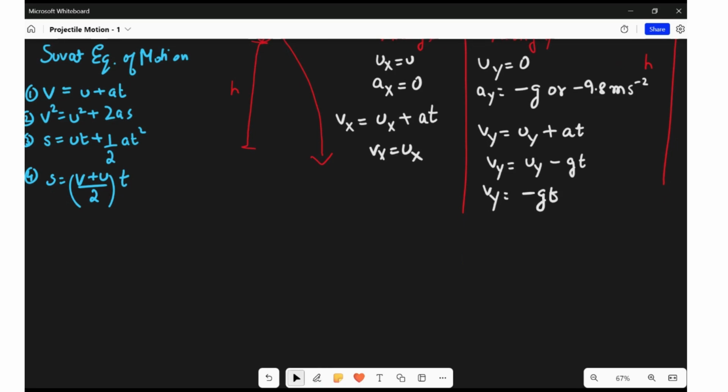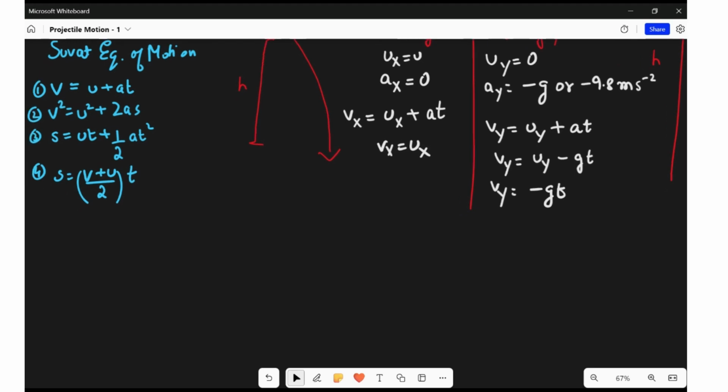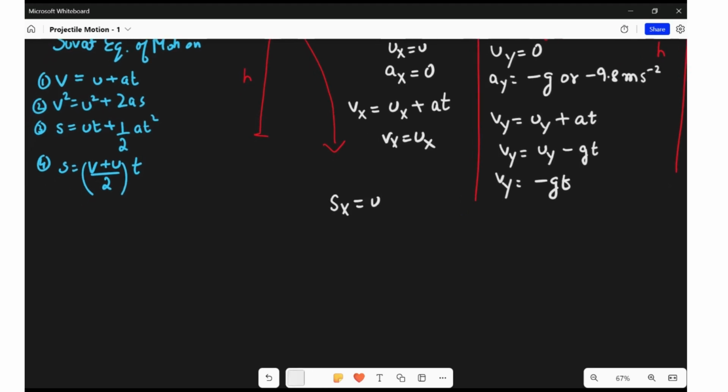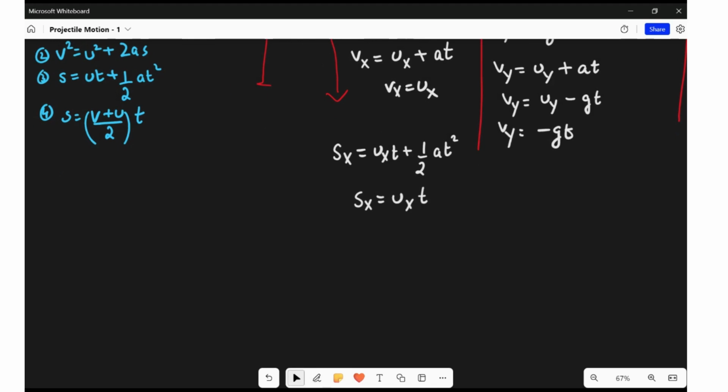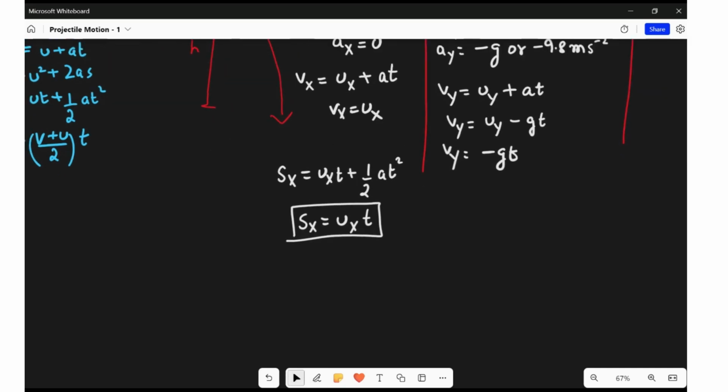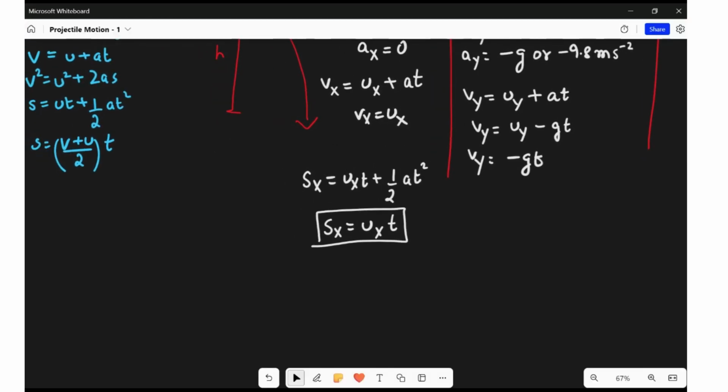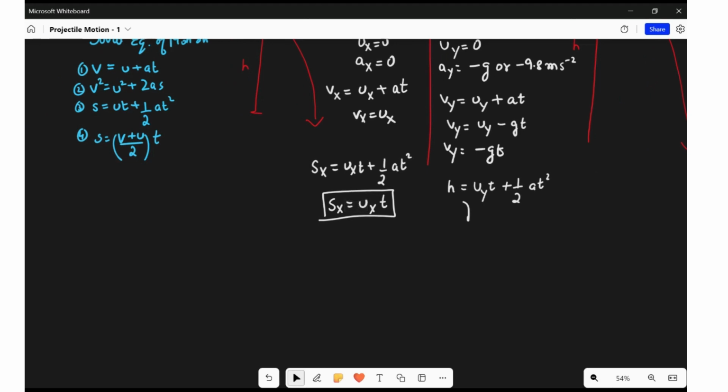Now we know the velocities of them. To derive the distance covered, Sx is equal to uxt plus half at square. Again, acceleration is 0. So distance covered along x is speed into time. This is just distance is equal to speed into time. Remember it like this. And along the y direction, what is the height? We took the height as u along y into t plus half at square. A is minus g, and u along y is 0. So h becomes minus half gt square.